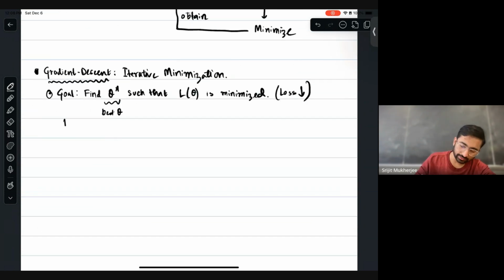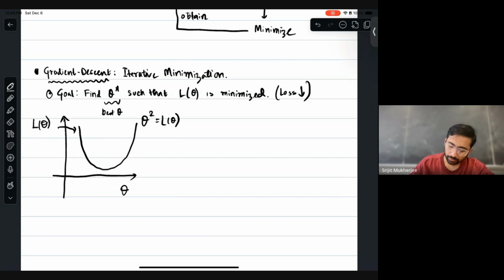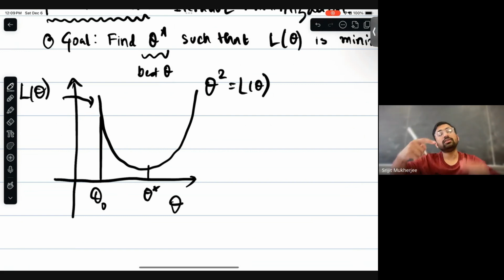So geometrically, you can say that this is the loss, and if this is theta, and let's say this is the loss curve, the function, which is theta square, let's say. Geometrically, what we do is we start with a point, let's call it theta naught, because the x-axis is theta. The goal is to go here, theta star. So what do we do? And the goal is to follow the trajectory of the loss function L theta.